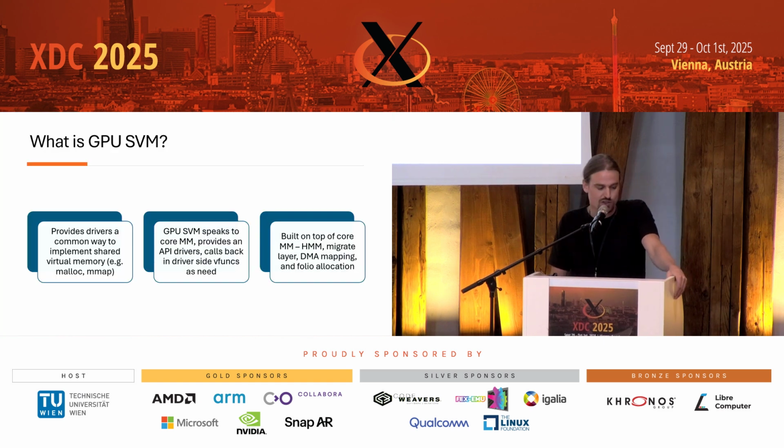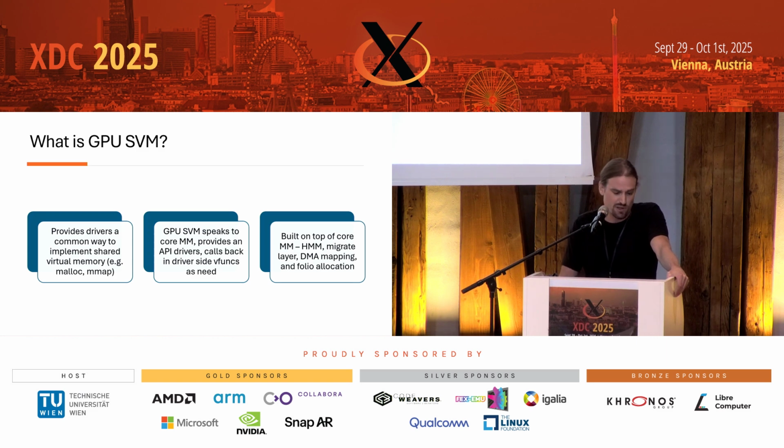So what is GPU SVM? It provides drivers a common way to implement shared virtual memory. For those of you that don't know what shared virtual memory is, compared to the last presentation where we were talking about VM bind, where you explicitly allocate a buffer object and then bind it into the GPU address space, shared virtual memory would be just using the C allocators, like malloc or mmap.